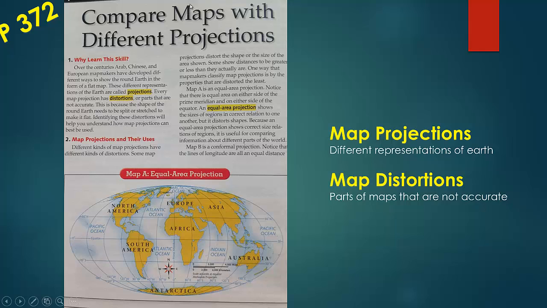First of all, on page 372, it says compare maps with different projections. You need to know what projections and distortions are. You also need to know what the different types of projections are. Map projections, quite simply, are different representations of Earth, meaning different ways that the Earth is drawn. Map distortions are the parts of the maps that are not accurate. Each way that we draw a map causes different types of distortions.